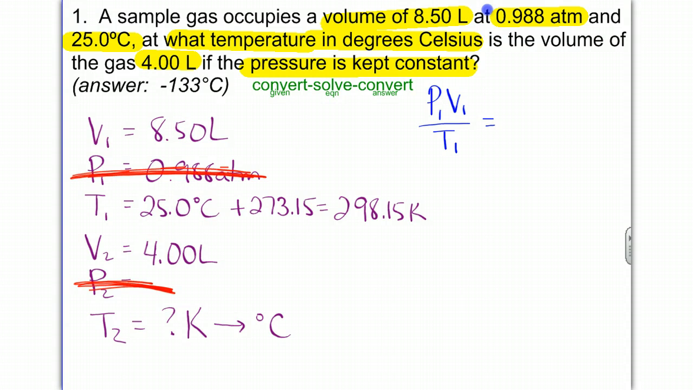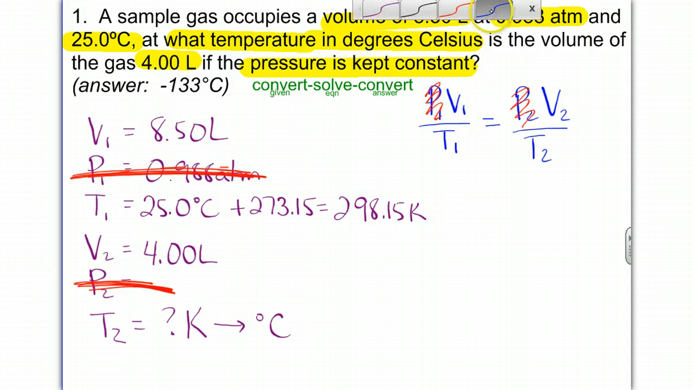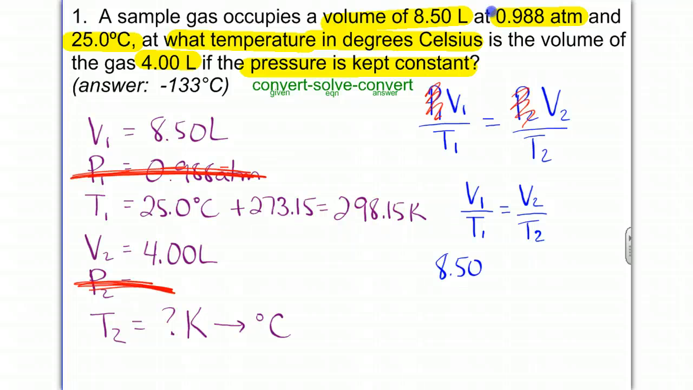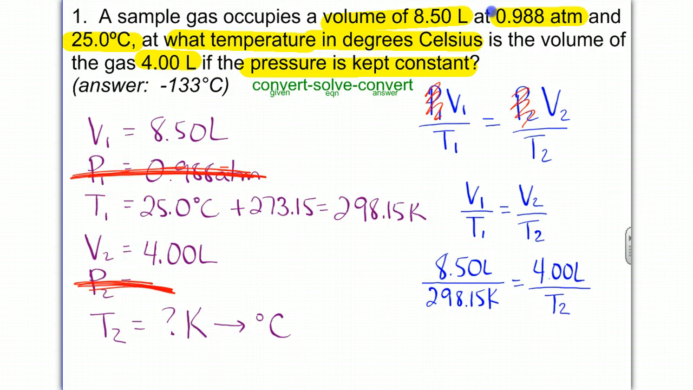The equation that's going to be used is P1V1 over T1 equals P2V2 over T2. However, because pressure is constant, we're not going to keep pressure in the equation, which makes our new equation actually V1 divided by T1 equals V2 divided by T2. We're going to substitute. V1 is 8.50 liters divided by a temperature of 298.15 Kelvin equals your second volume, 4.00 liters, divided by T2, which we're trying to solve for.